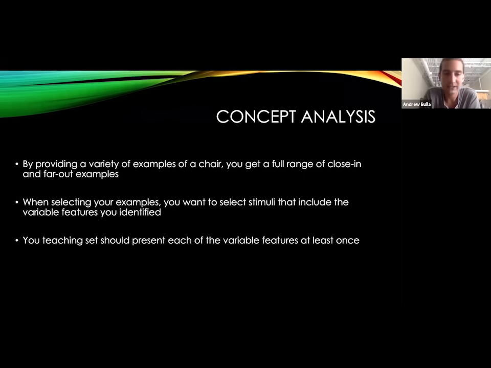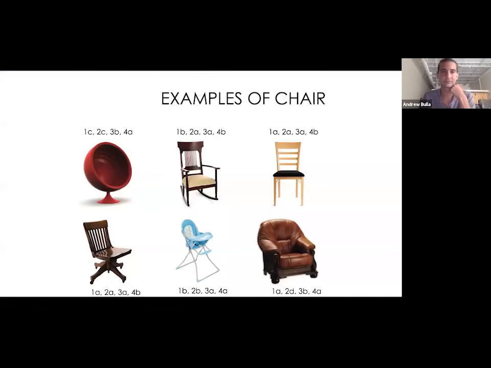And when we're selecting our examples, we want to select stimuli that include all the variable features we identified. What this means is that of all the features that we've identified, we need to vary them at least once throughout our entire set of examples. So let's take a look at some examples of a chair.